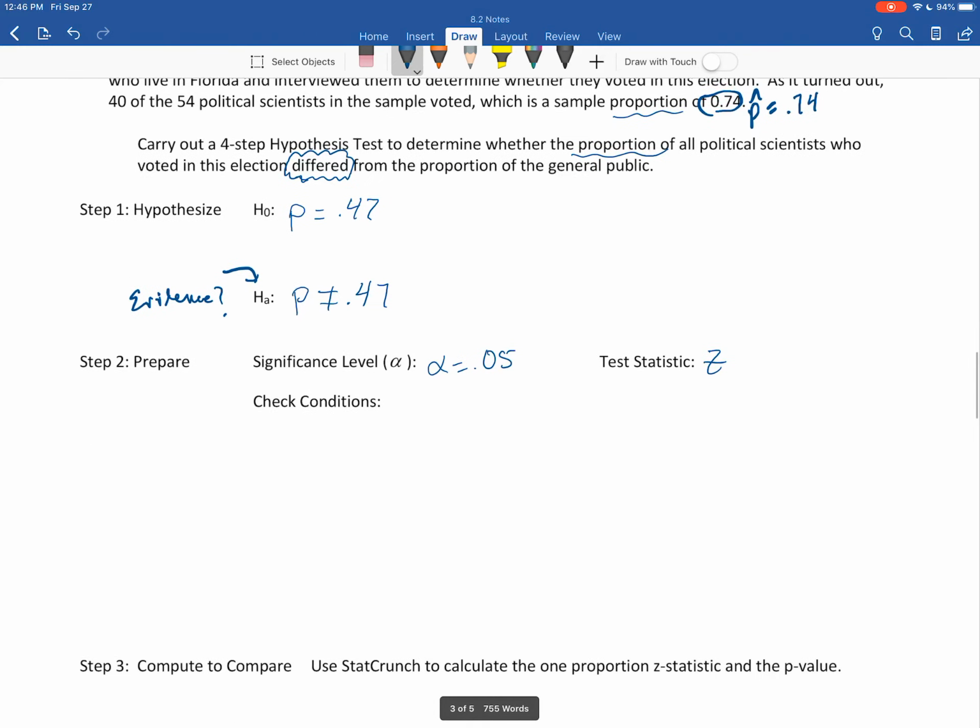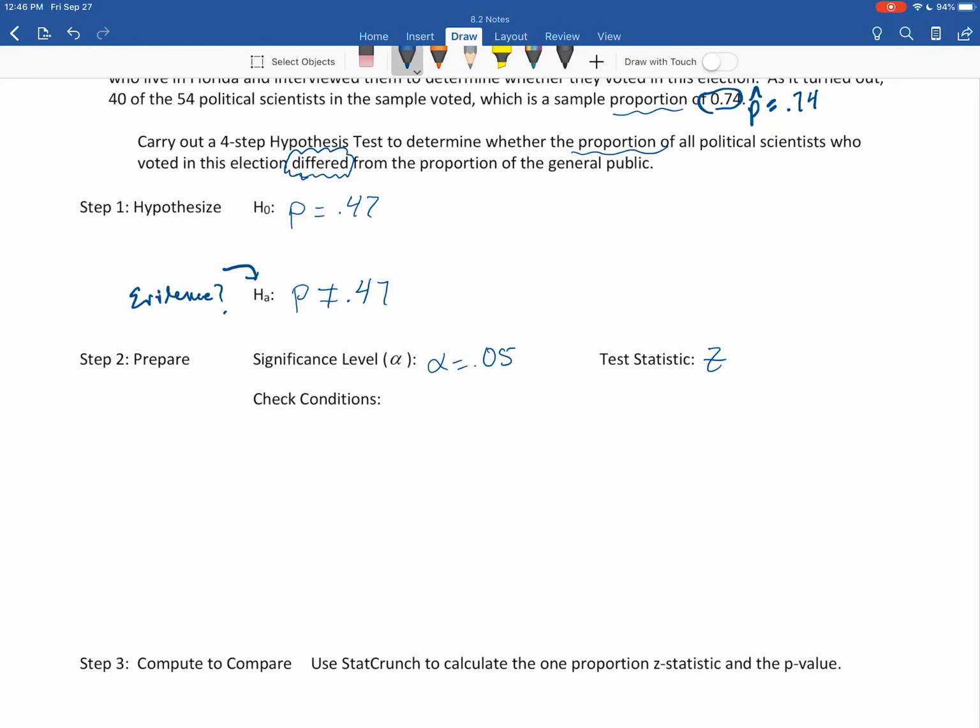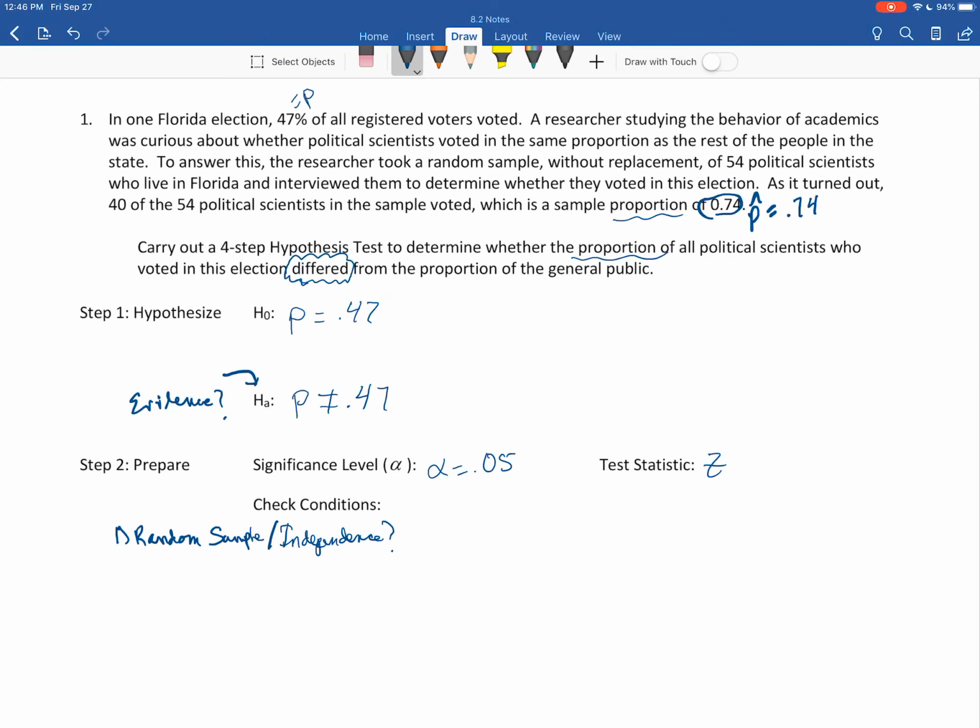Let's check our conditions, to make sure we are allowed to carry this out. The first condition is, do we have a random sample with independence going on? Let's make sure we found the keywords. This is a random sample, so we're good here. Is the sample big enough? Do we have a large sample? So we have to check, is n p greater than or equal to 10? And is n times 1 minus p greater than or equal to 10?